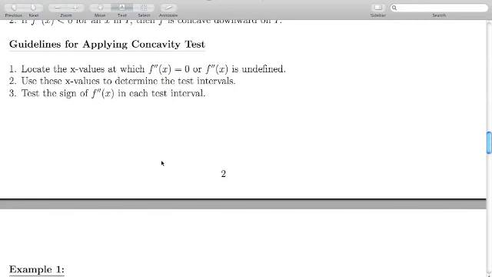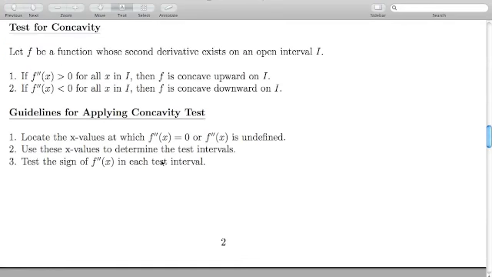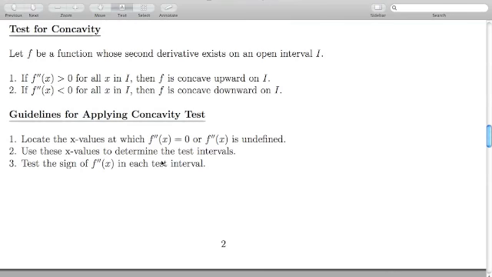So again, here we have our guidelines for applying the concavity test. When testing for concavity, if your f double prime is positive, then it's going to be concave up, and if f double prime is negative, it's going to be concave down. So for our guidelines, we locate the x values at which f double prime is 0 or undefined. So it's similar to our critical numbers in the previous discussion. Then use these values to determine our test intervals, and then test the sign of f double prime.